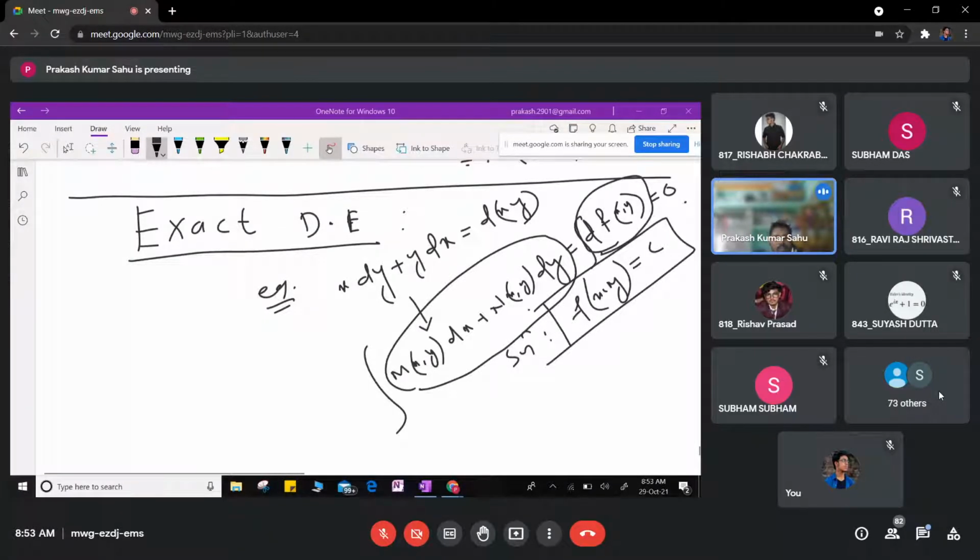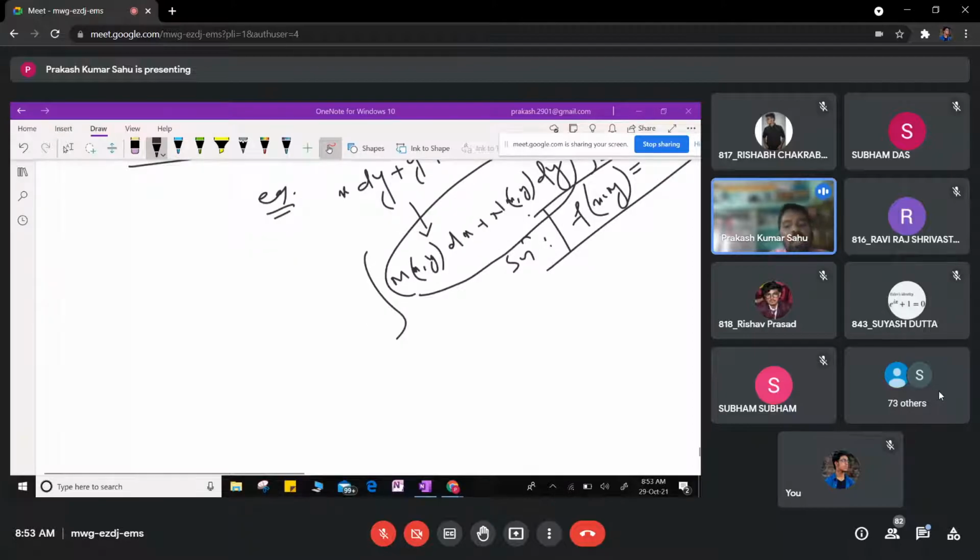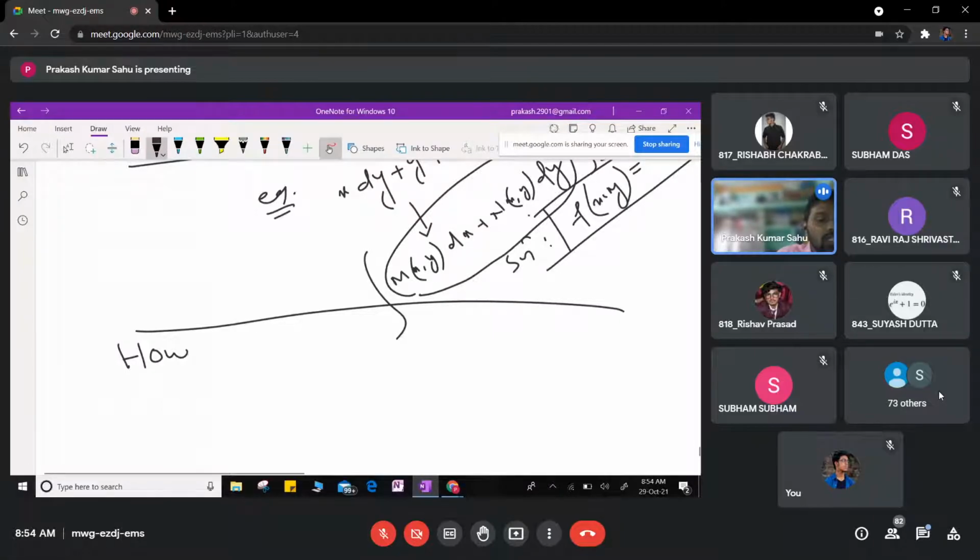So first we have to find the condition. First, we have to find the condition of an exact differential equation. That is, whether the given differential equation is exact or not. How to check? Okay, so let us see. The question is how to check whether the given differential equation is exact or not.